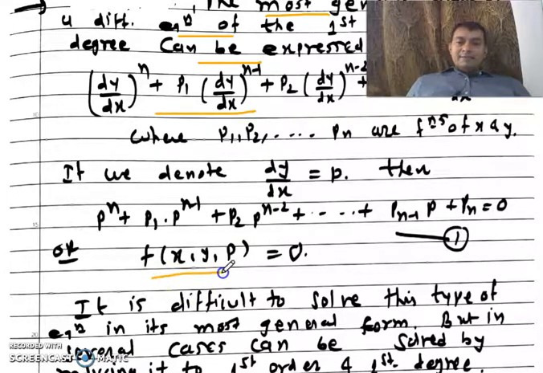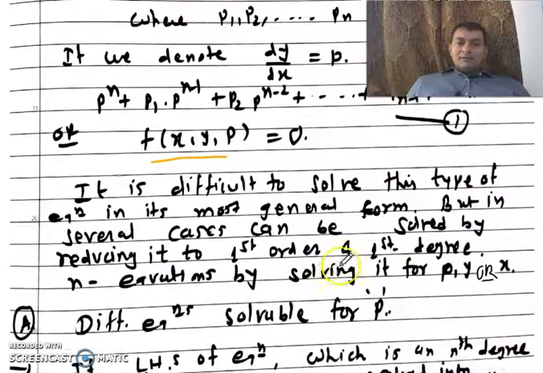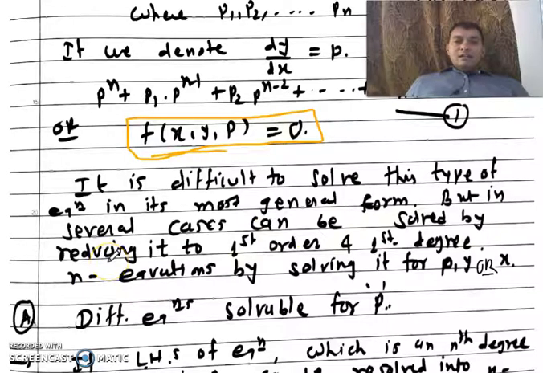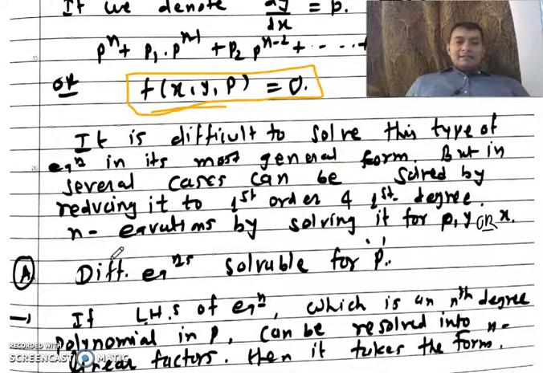So this is the equation in p form. So we can say f of x, y and p is equal to 0. This is nothing but our standard form. We will keep in mind that whenever the examiner asks to solve for x, solve for y or solve for p, they may ask in different ways. It is difficult to solve this type of equation in its most general form, but in several cases it can be solved by reducing it to a first order and first degree equation by solving it for p, x and y.